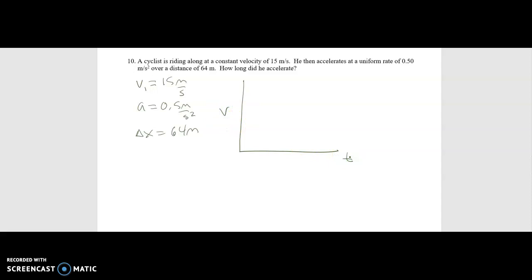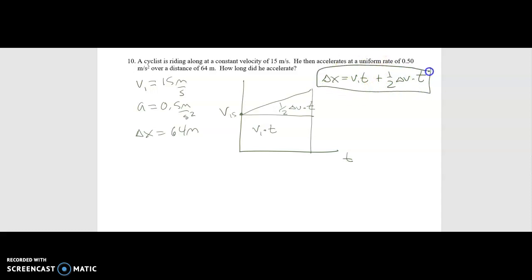All right, now in this case, they started with the velocity 15, and then it went up from there. So you've got this shape. Once again, you've got your initial velocity times time for the bottom part, and your 1/2 change in velocity times time up there. We know that the area equals the displacement, so now we can say that delta x equals v naught t plus 1/2 change in velocity times time. There's an equation we can use.